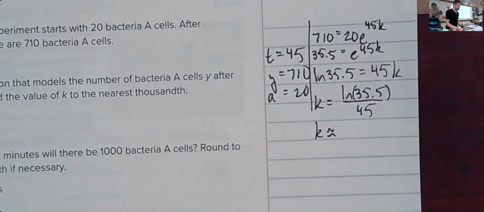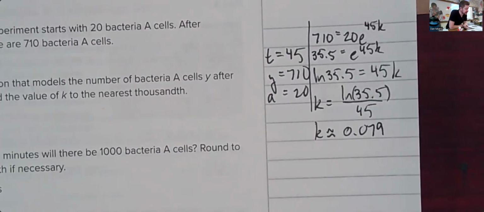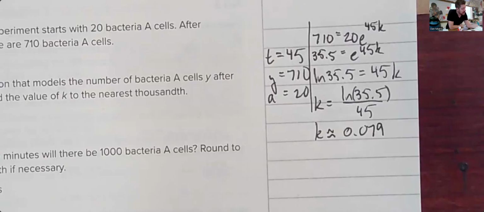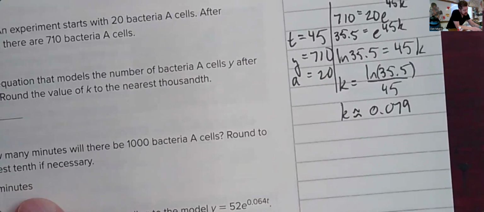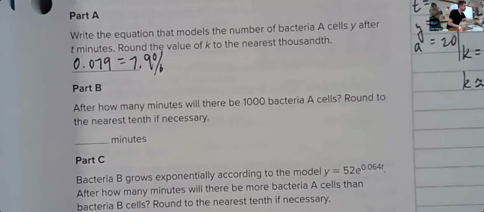So the growth rate, let's see. Notice how quick these problems can actually be. They don't actually take that long. There's a lot more writing than there is math. We're looking at about what, 7.9% growth rate? It doesn't tell us what to round it to. Oh wait, it does: nearest 1,000. So yeah, that's the nearest 1,000. So that means that k is 0.079, which equals 7.9%. Cool.